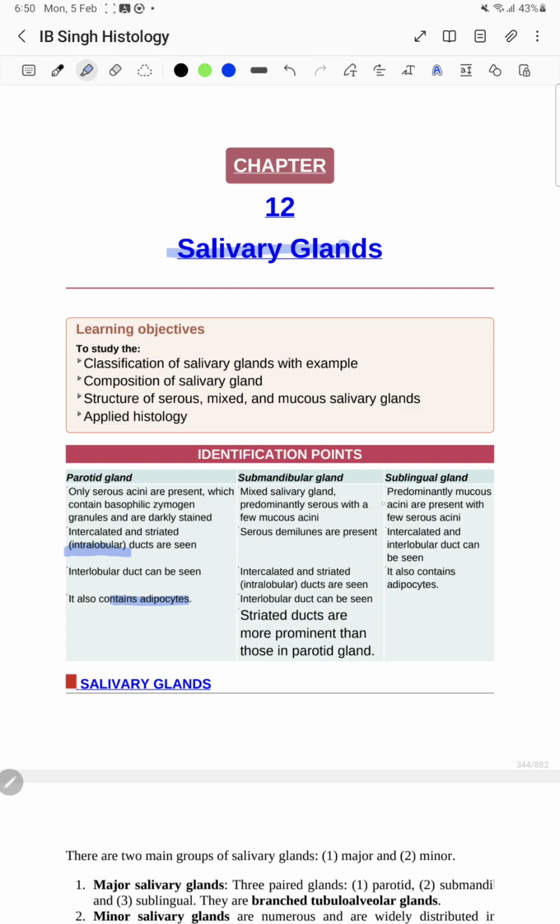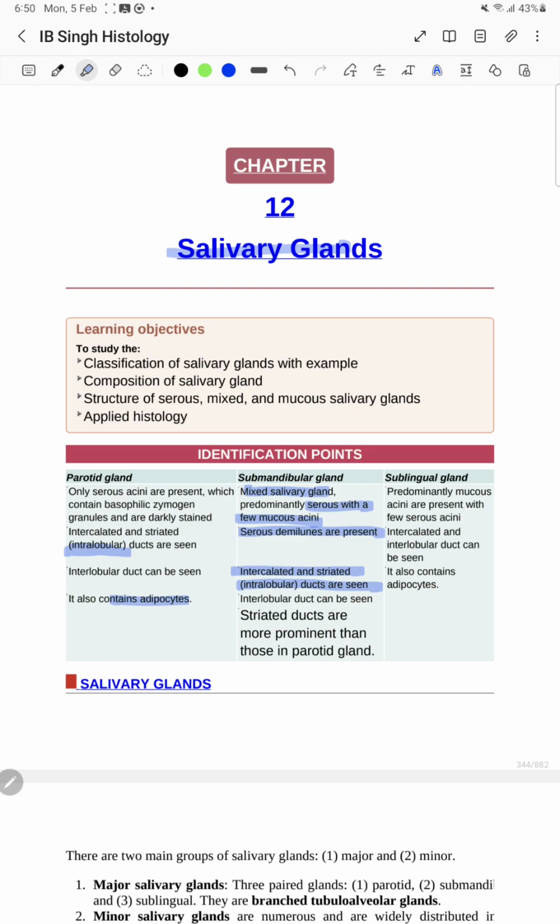Submandibular gland, mixed salivary gland. Predominantly serous with a few mucous acini. Serous demilunes are present. Intercalated and striated intralobular ducts are seen. Interlobular duct can be seen. Striated ducts are more prominent than those in parotid gland.